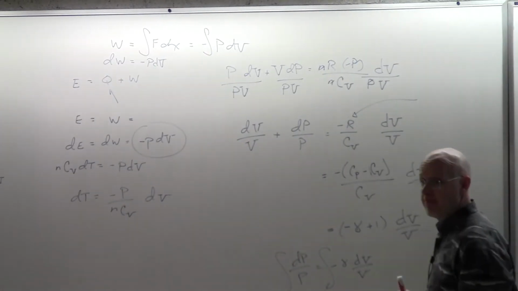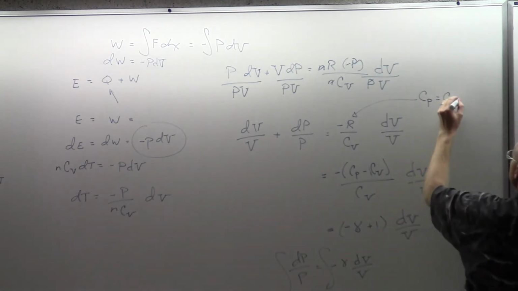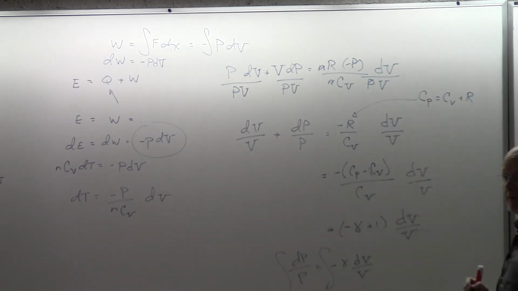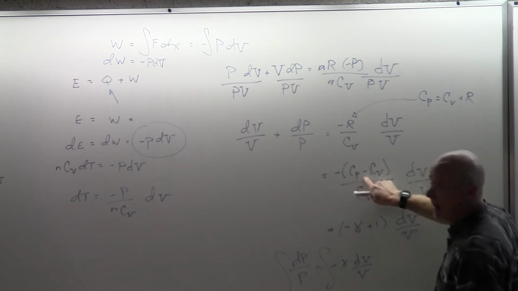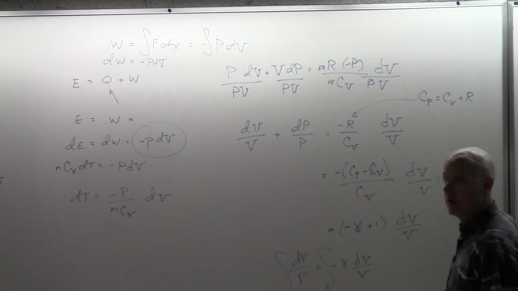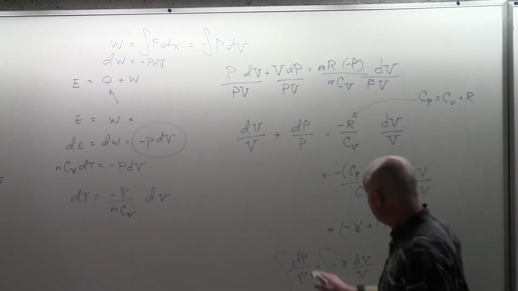This R, earlier on we said CP is CV plus R. Okay, so I'm going to replace the R with CP minus CV. How'd you integrate the left side again? Integrate left side here.